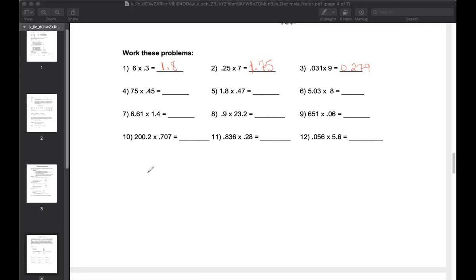Don't use a calculator. Use your brains. Write it down. Use the original calculator. And if you finish early, do number 12 as well.